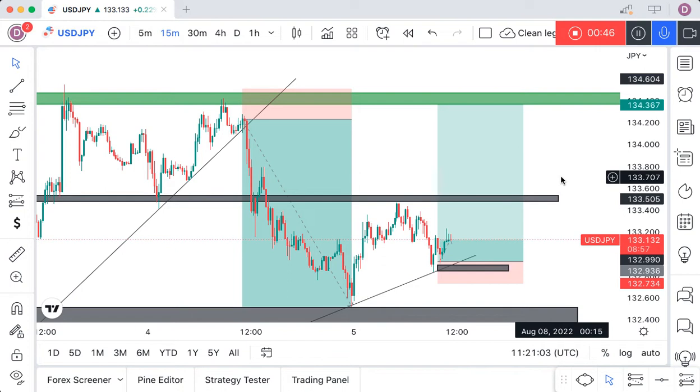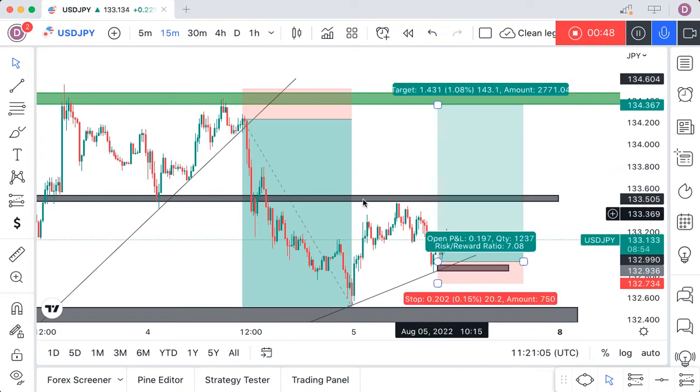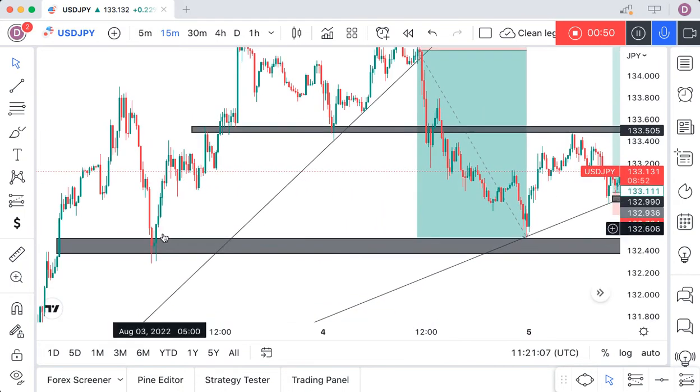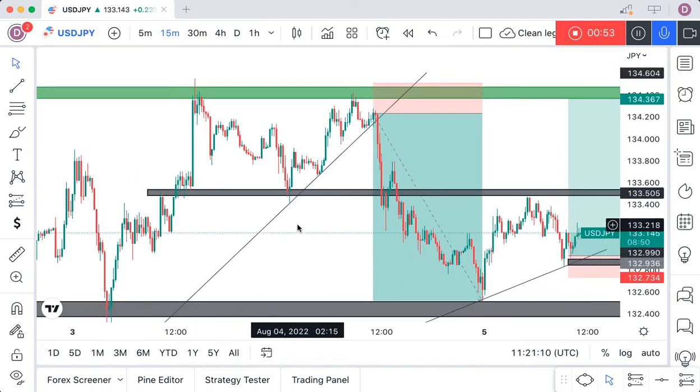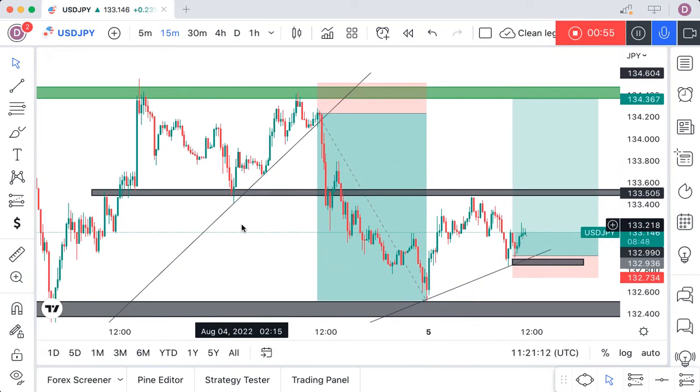You don't just buy when price gets to a demand level. You need to see some significant market structure at that particular zone before you say, okay, fine, I'm going long or I'm going short, depending on the area.